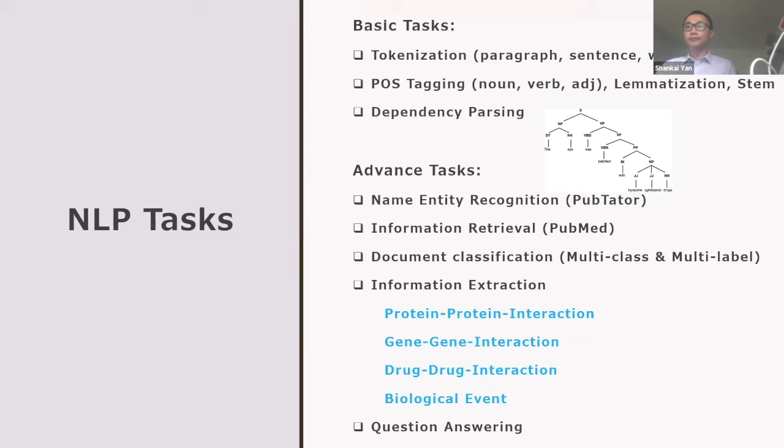So another one is document classification, and it's also very normal and popular in NLP. And also in BioNLP, you may see many tasks are done with document classification. It may contain multi-class or multi-label classification. So I will elaborate on this kind of task in the later slides. I will also give some examples of that.